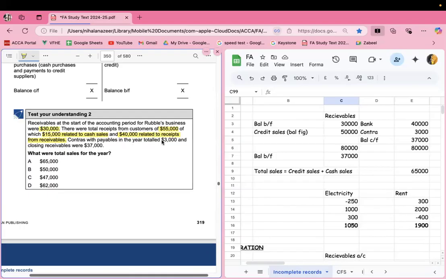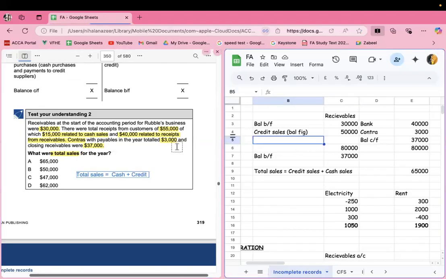And there were contras with payables in the year amounting to 3,000. And the closing balance of the receivables is 37,000. So you are asked to find the total sales. Understood? For total sales, the simple equation is total sales is equal to cash sales plus credit sales. Clear? That is the goods that we sell for cash and the goods that we sell on credit. Clear?